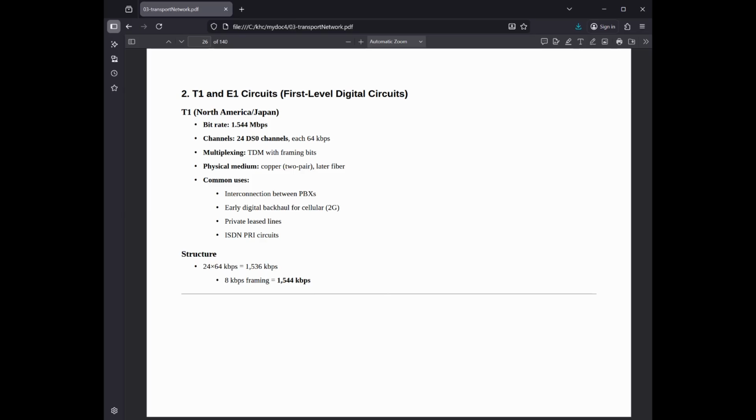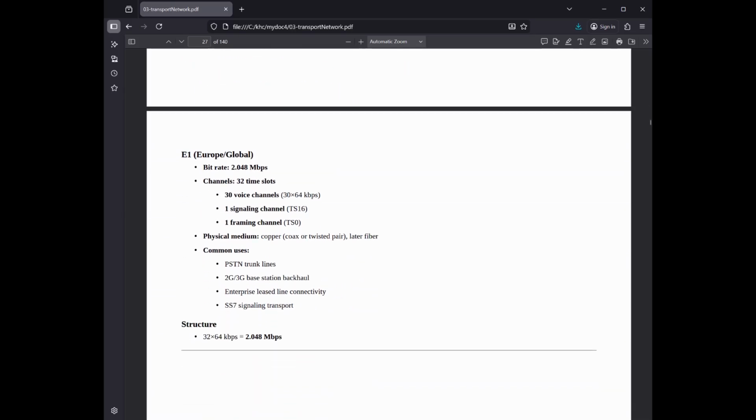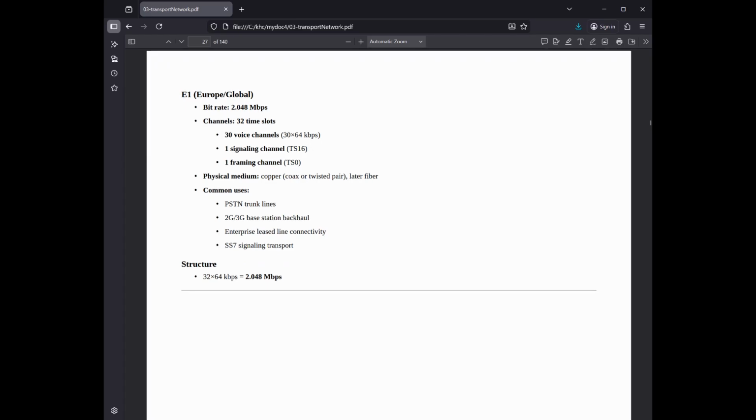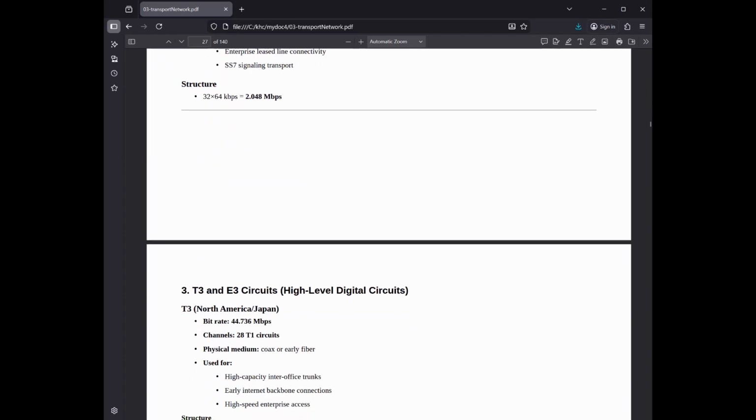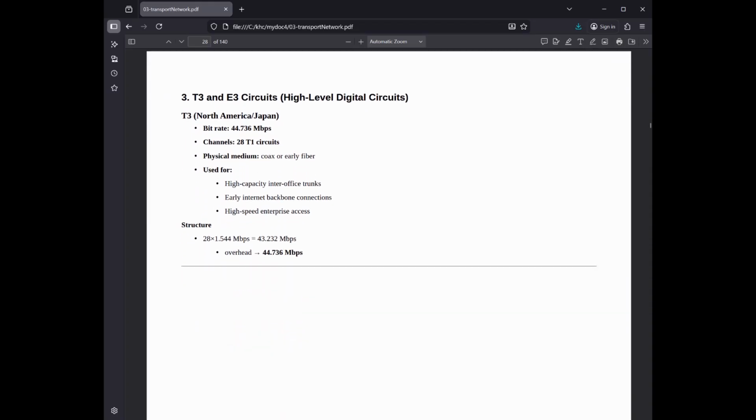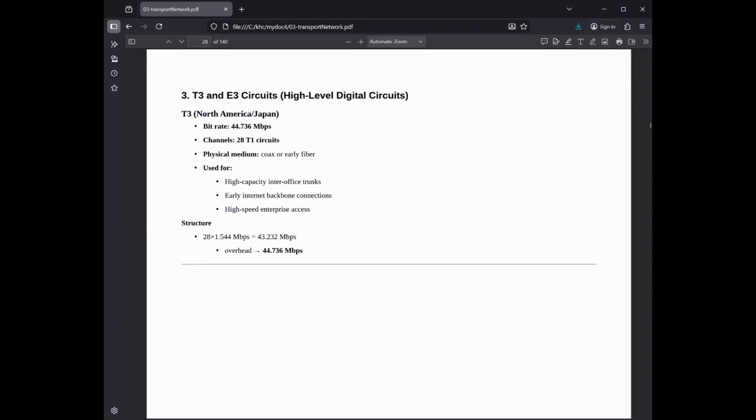T3 and E3, the high-capacity superpipes. As businesses grew and needed more than just a few dozen phone lines, carriers introduced T3, also called DS3, and E3. These are essentially bundles of T1s or E1s multiplexed together.